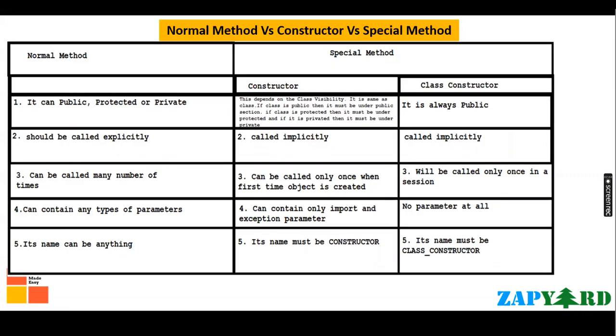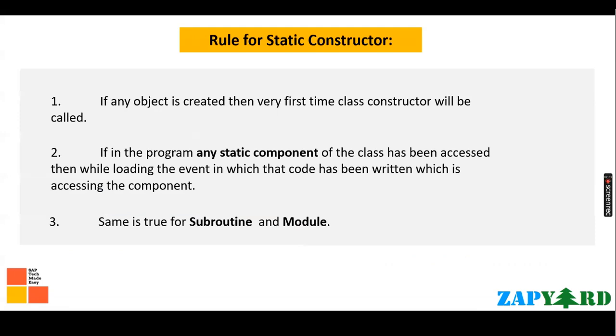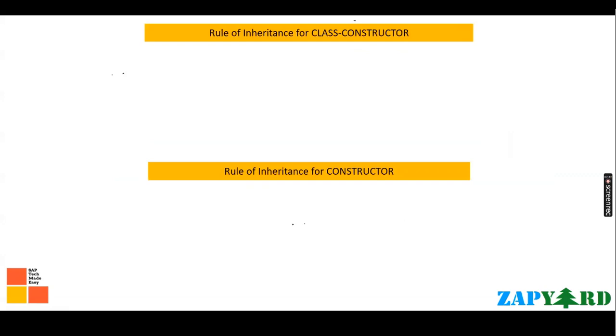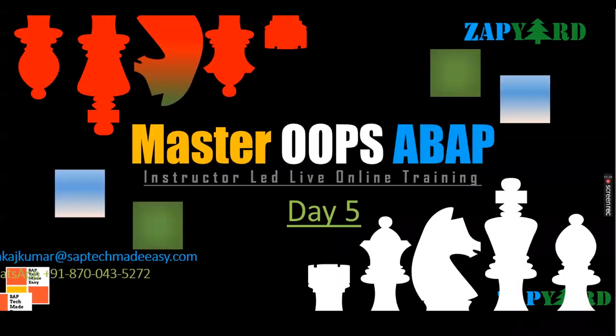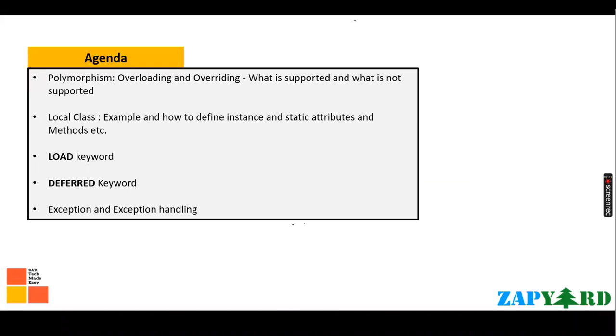Then we have seen the differences between the normal method constructor and the class constructor, some rules of static constructors, and rules of inheritance for the class constructor, under which we have seen the class constructor cannot be inherited. On the other hand, the constructor can be inherited and redefined also. We have seen some scenarios for the constructor hierarchy, how it gets called, and I believe your concept of the constructor hierarchy would be very much clear now. Now let's go and start with polymorphism.